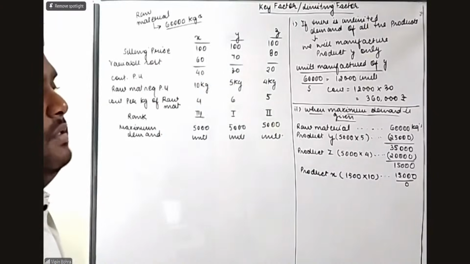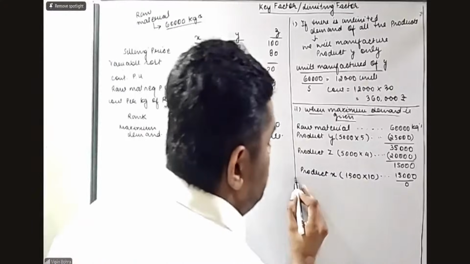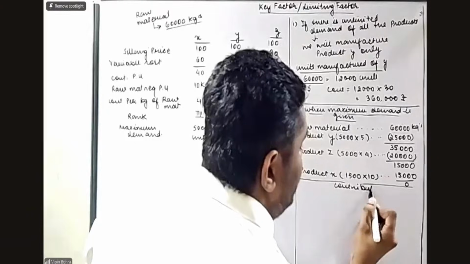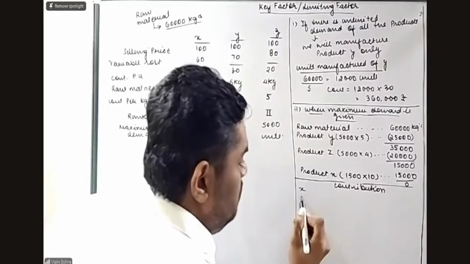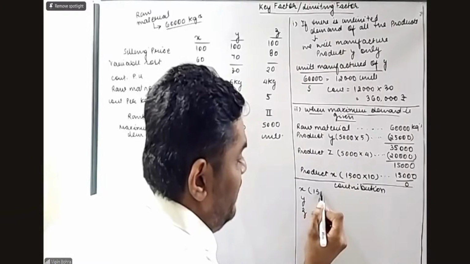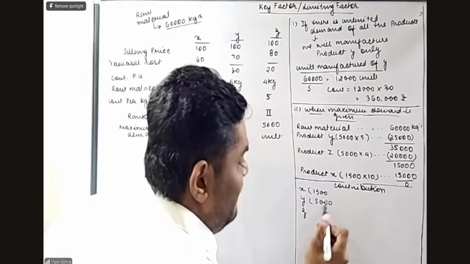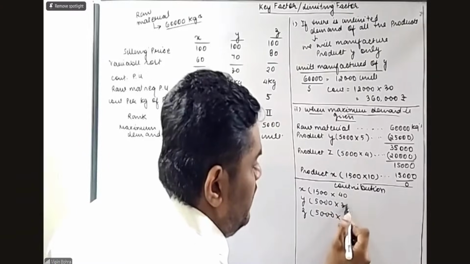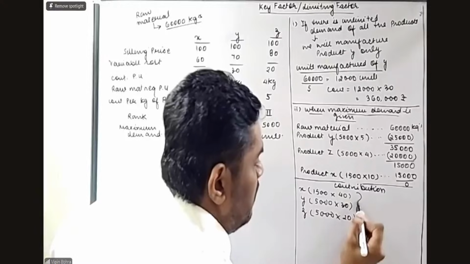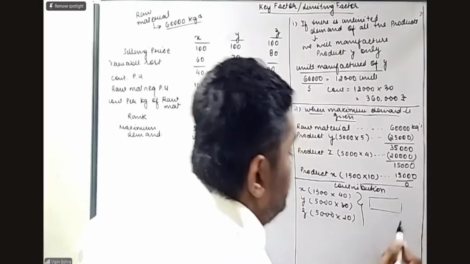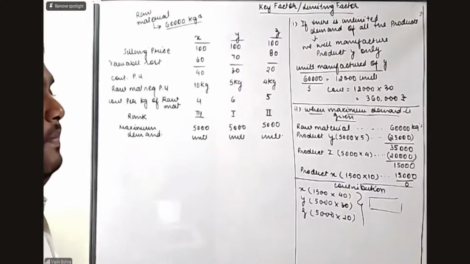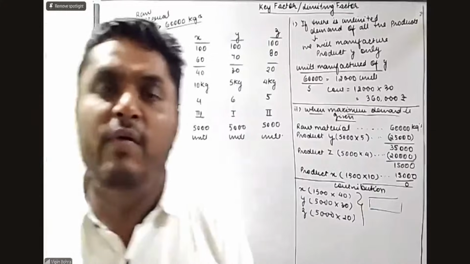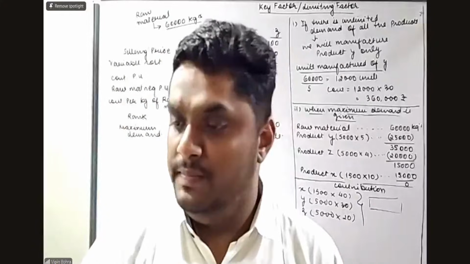So this is how this 60,000 kgs of raw material will be utilized. In short, if we want to calculate contribution in this case, X we manufacture 1,500, Y we manufacture 5,000, Z we manufacture 5,000 into 40 into 30 into 20. This is how we'll get the contribution and the total contribution. So this is the way to deal if the maximum demand is given in the question.